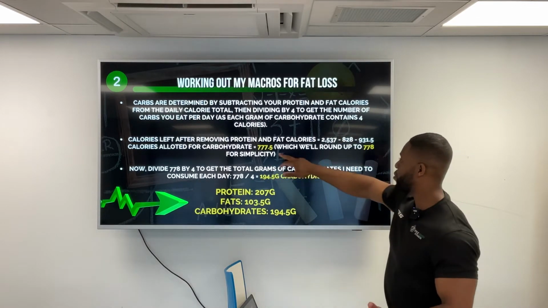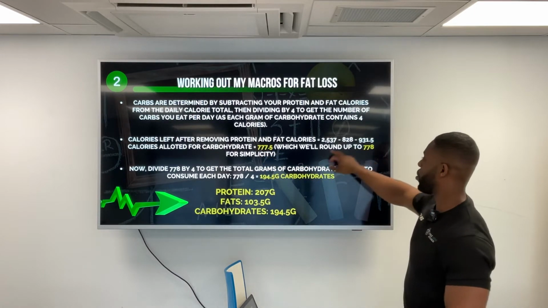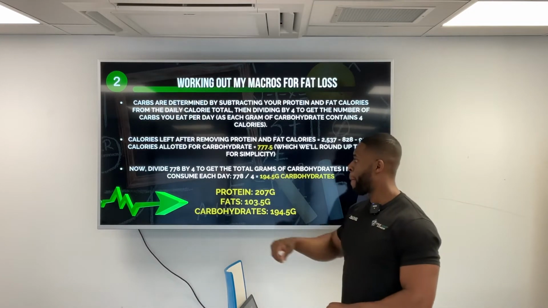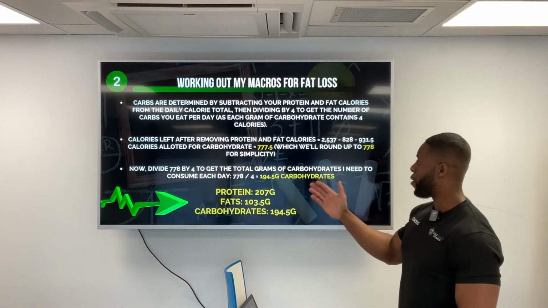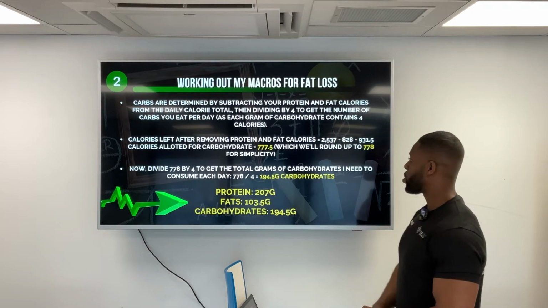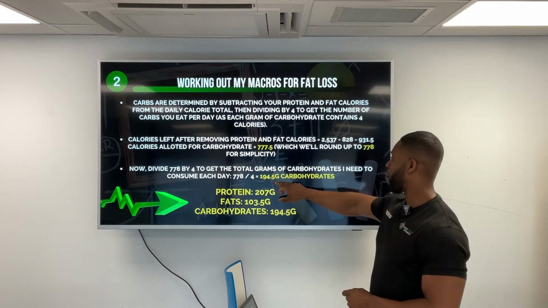You know, that's what leaves us with 777.5, which we'll round up, you know, we don't need the 0.5, we could just round it to 778, okay, just for simplicity. Now what we need to do from here is divide 778 by 4 to get the total grams of carbohydrates that I need to consume each day. So we had the other numbers before. Now we've got 194.5 grams of carbohydrates.